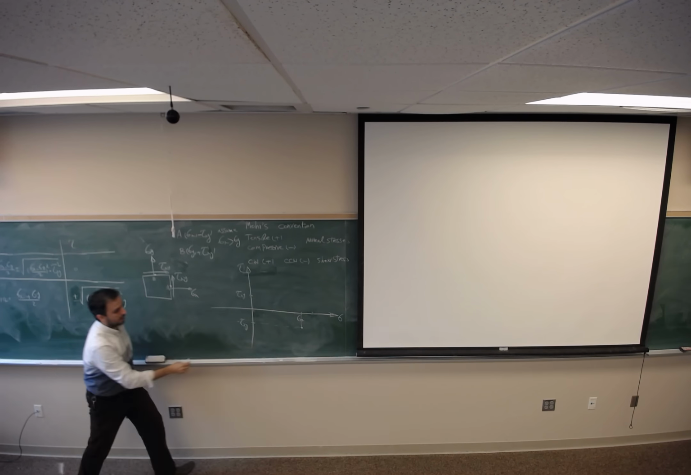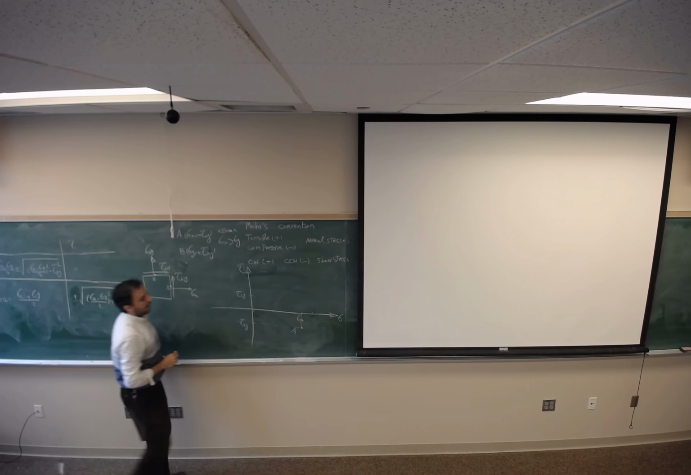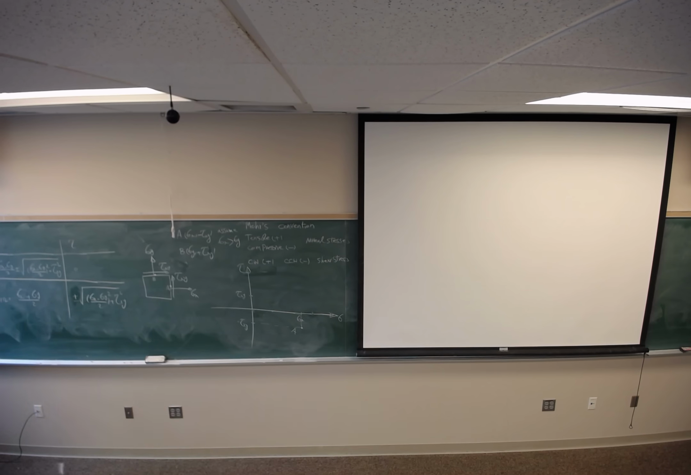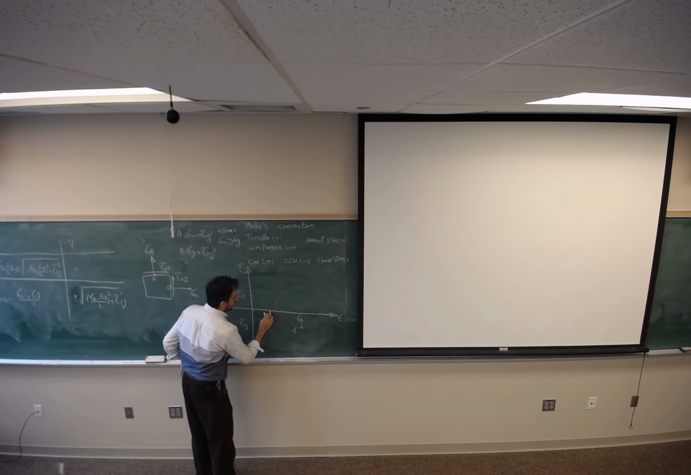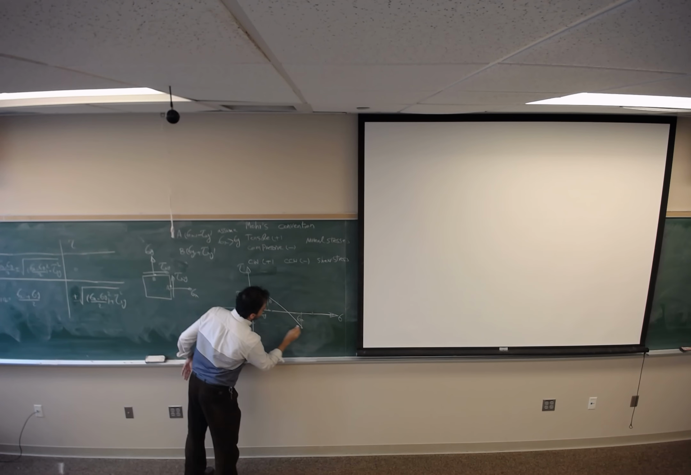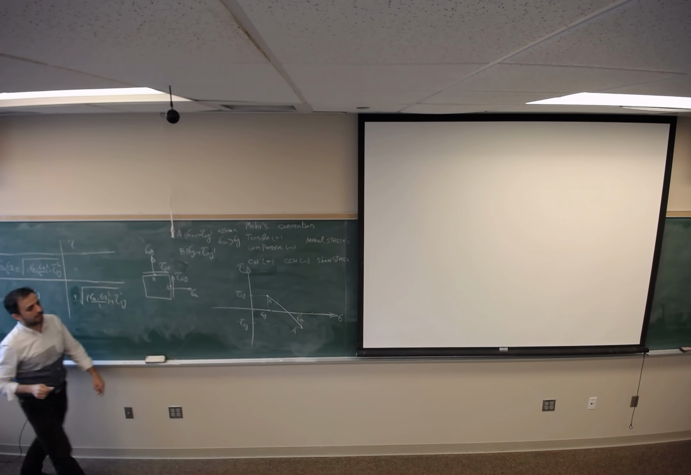Point A. Sigma y, point B is going to have a positive sigma y and positive tau xy, so I should locate it. For example, if this is sigma y and this is positive tau xy, I can locate point B somewhere here. Then if I connect these two, I will get line AB.